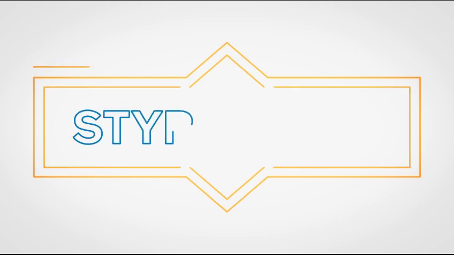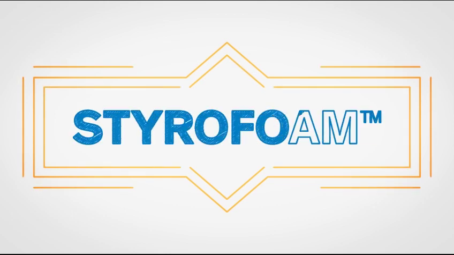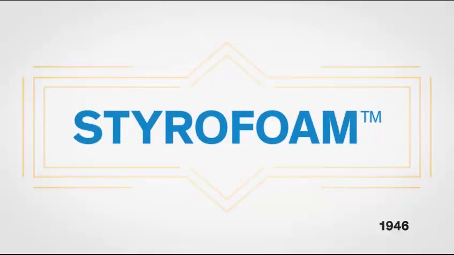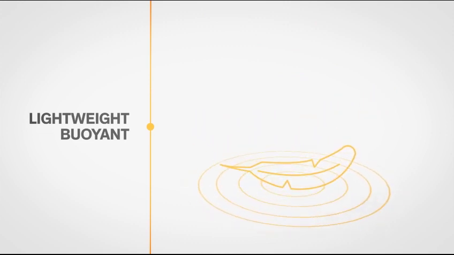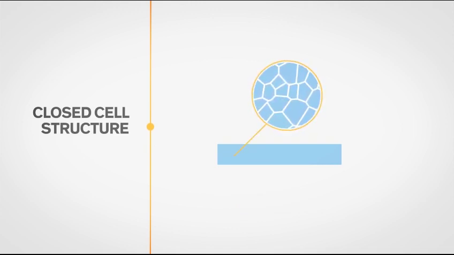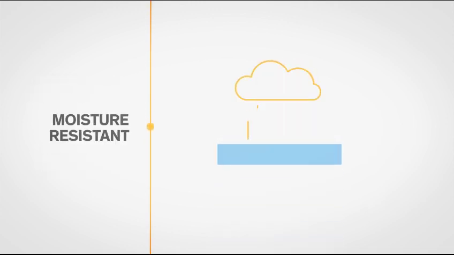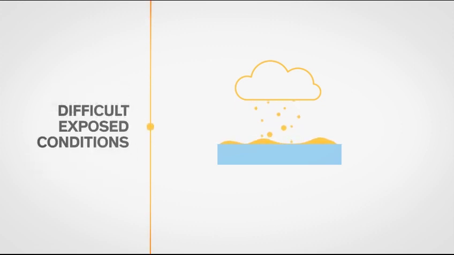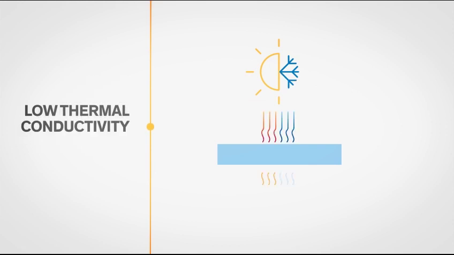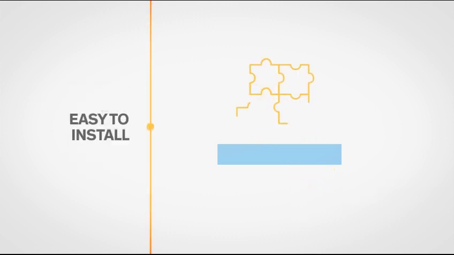Dow knew it was onto something, and in 1946 the Styrofoam brand was born, bringing this new discovery to the market. And what a great material it has proved to be. It's 98% air, so it's really lightweight and buoyant. It's got a closed cell structure, meaning it's really strong. It's moisture resistant, making it suitable even for exposed conditions. It's got very low thermal conductivity, meaning heat is slow to pass through it. And it can easily be cut into different shapes, which is why it is easy to install.